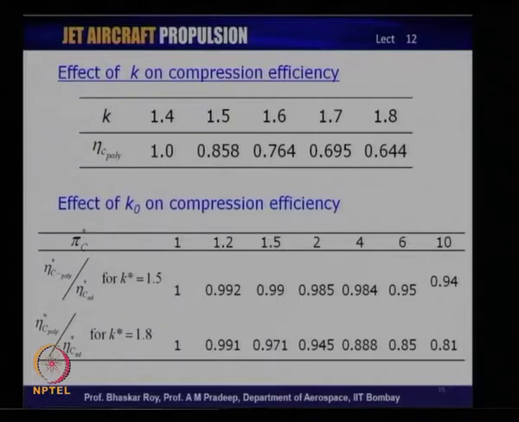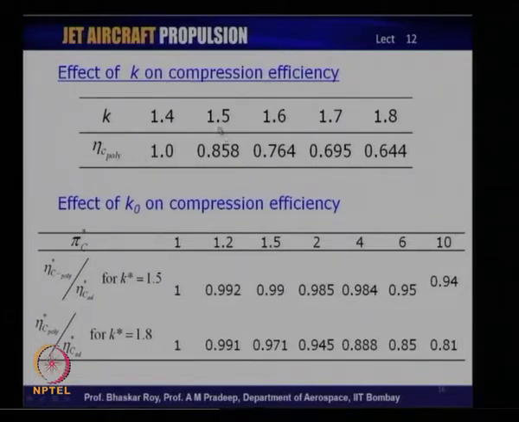Let us quantify the effect of these changes. If we have a change of K, as we have seen K varies away from the ideal value which is 1.4, and if for example we have a compression process where it is ideally 1.4, that is air, we say that the compression has an efficiency of 1.